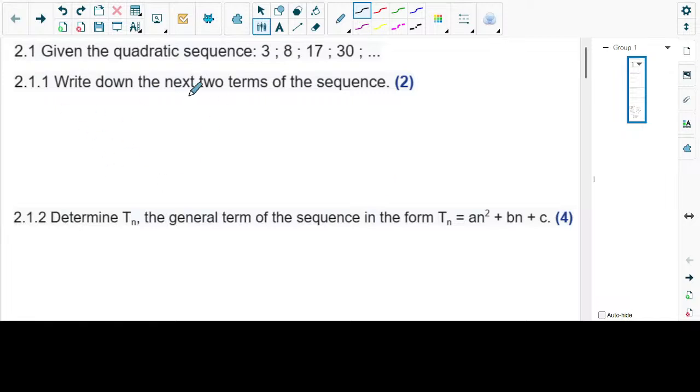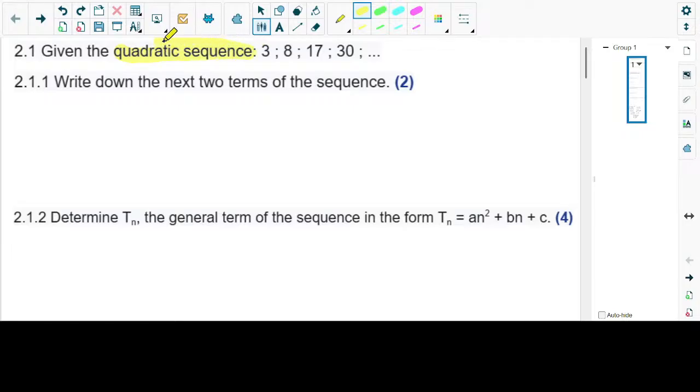So we have the pattern 2. What does it say? It says given the quadratic sequence: 3, 8, 17, and 30. So it means, as a learner, you need to find out what kind of a pattern it is.